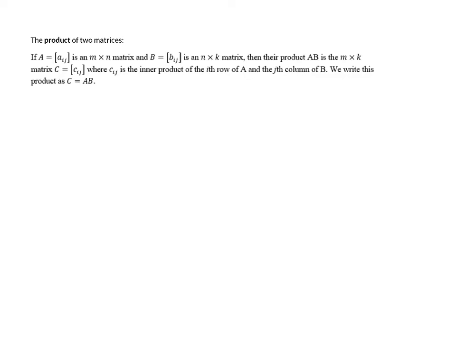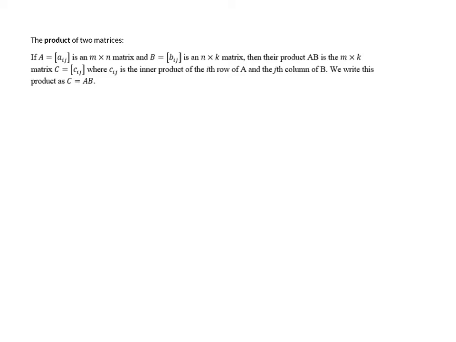Now that we've defined the inner product, we're able to talk about the product of two matrices. So if A, which has elements given by A sub ij, is an M by N matrix, and B is an N by K matrix, then their product, AB, is the M by K matrix given by C, where the element C sub ij is the inner product of the ith row of A and the jth column of B, and we write this product C equals A times B.